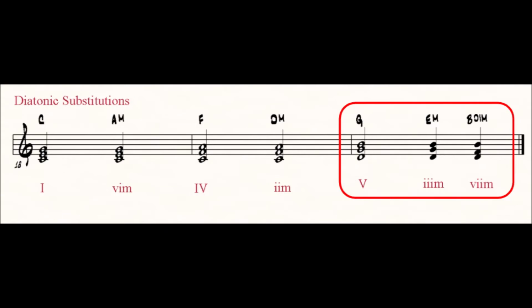Now the 5 has a substitution too. That's the 3, the E minor. Again, the G and the B are still defined. I took the 5 and I went to a 1. And again, it does change it a little bit, but it still functions as a dominant chord within the C major scale. Okay?